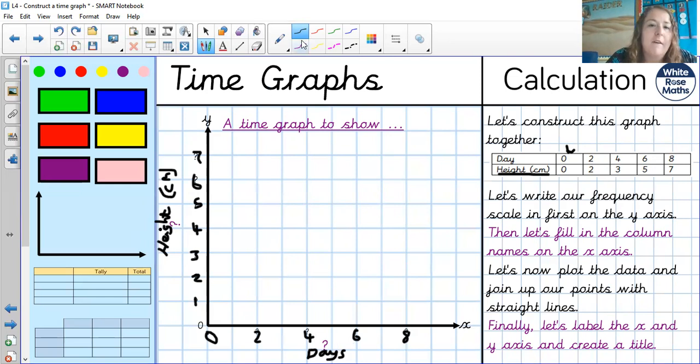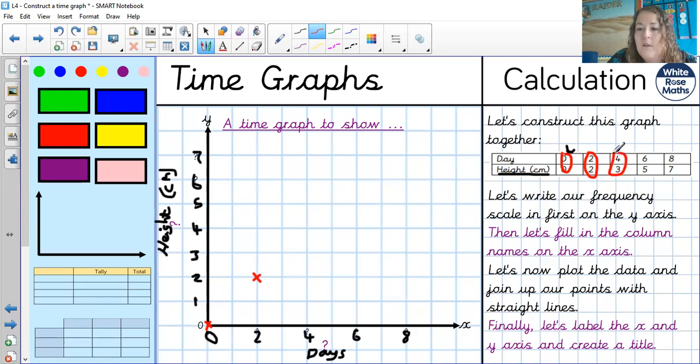So I'm just going to use a different color just so you can see it. And in order to plot the data, we're just going to be reading it the exact same way we did when we were interpreting. So on day 0, the height is 0. I'm starting with plotting right in the corner there. Next one, on day 2, the height was 2. So I'm going to day 2 on the bottom, going up to 2, and I'm trying to get that cross exactly on the line so it makes it really easy.